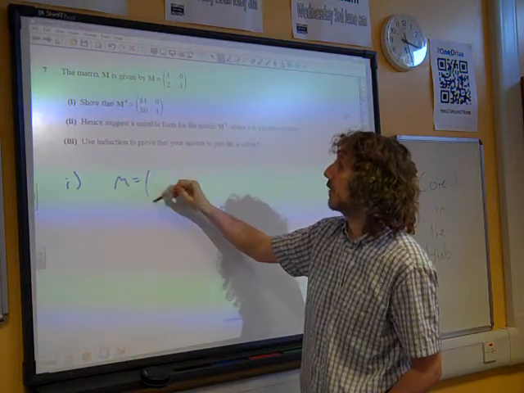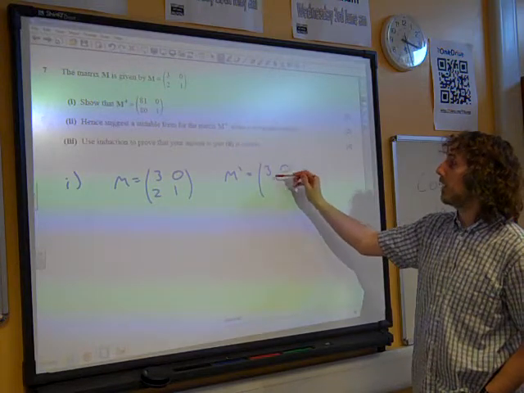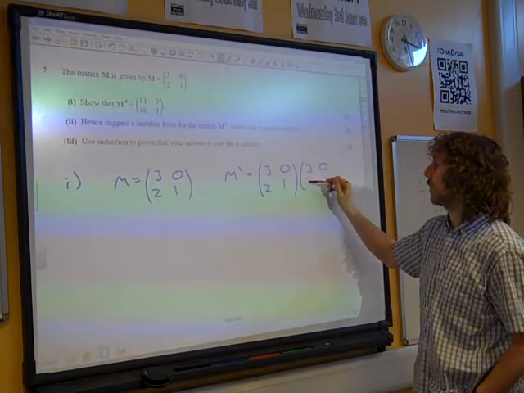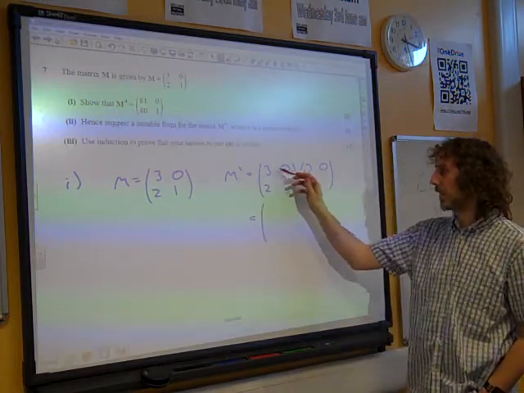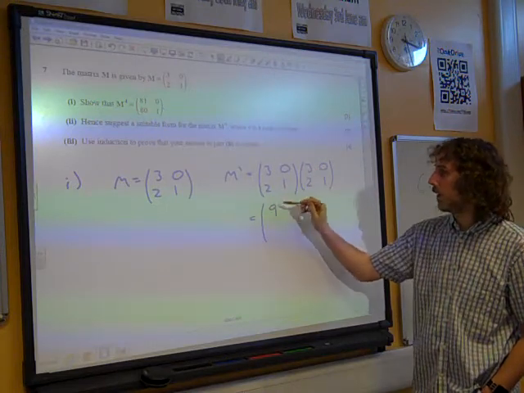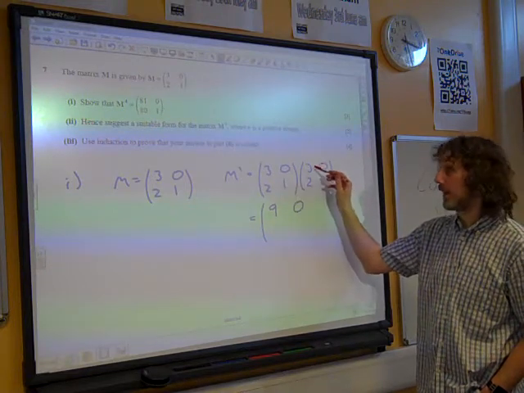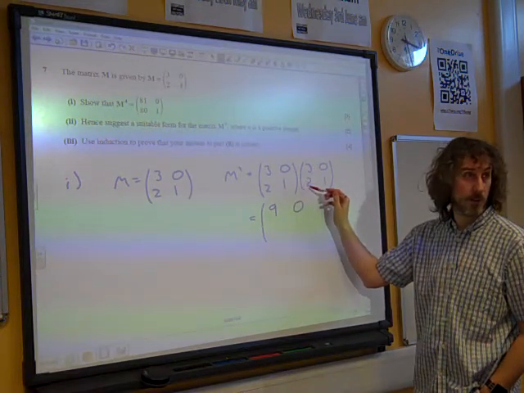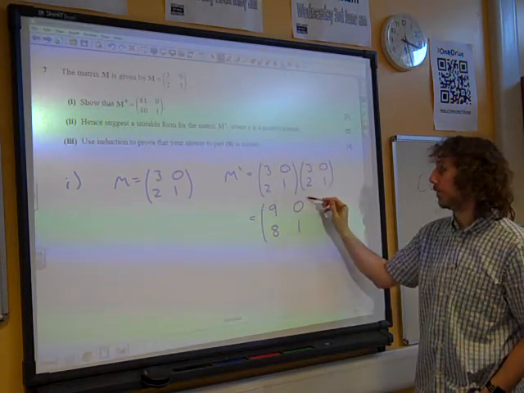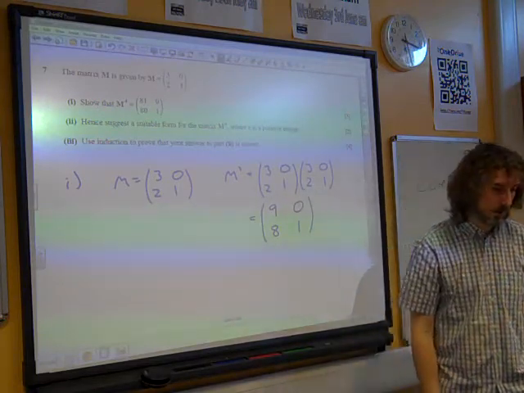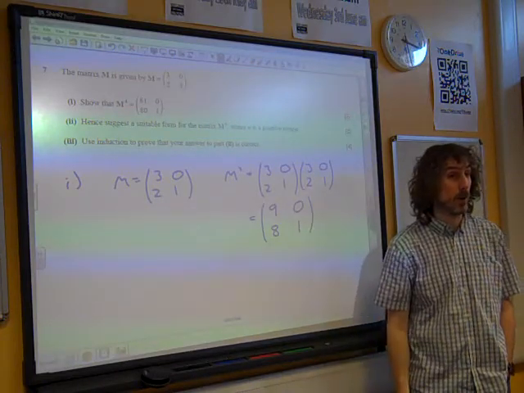So if M is 3, 0, 2, 1, M squared is 3, 0, 2, 1 times 3, 0, 2, 1. And we know how we multiply 2 by 2 matrices. That's 3 times 3 plus 0 times 2. 3 times 0 plus 0 times 1. 2 times 3 plus 1 times 2. That's 6 plus 2, that's 8. And 2 times 0 plus 1 times 1. So we get 9, 0, 8, 1.